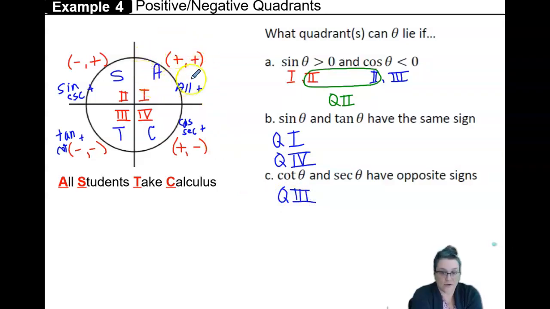Everything is positive in quadrant 1, so they would have the same sign there. In quadrant 2, since sine and cosecant are positive, all the rest are negative, so cotangent and secant would have the same negative sign in quadrant 2. Then in quadrant 4, cosine and secant are positive, but all the rest are negative. So cosine and secant would be positive, but tangent and cotangent would be negative. So quadrant 4 would also be a place where cotangent and secant have opposite signs.